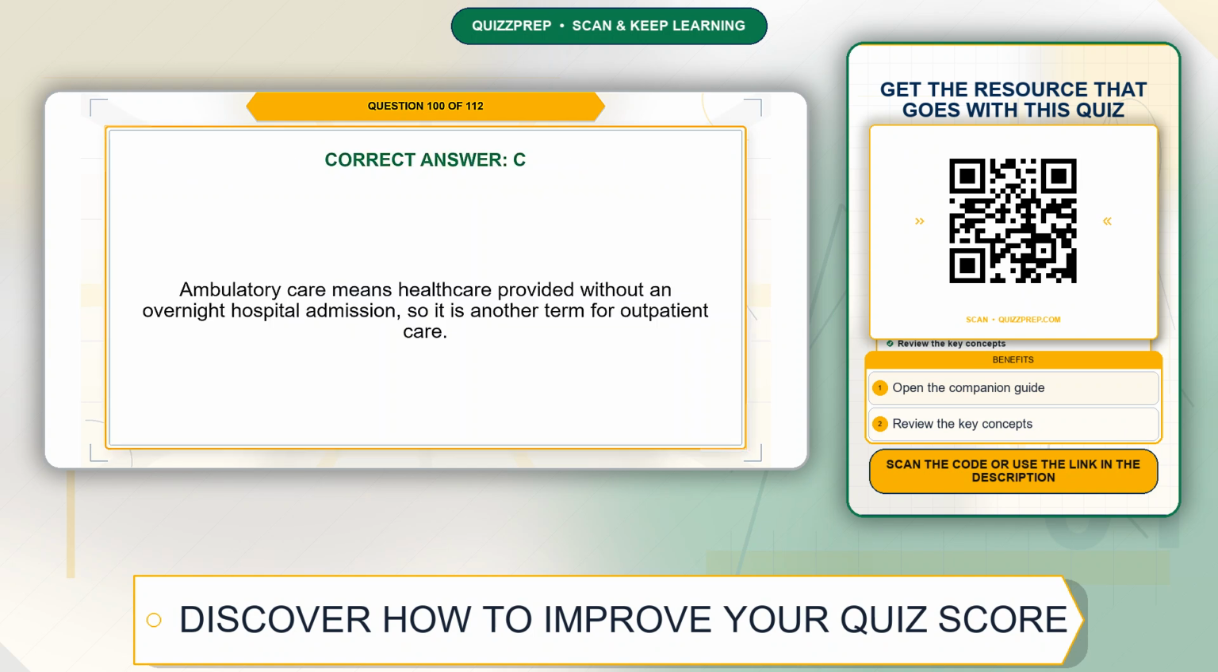Explanation. Ambulatory care means healthcare provided without an overnight hospital admission, so it is another term for outpatient care.